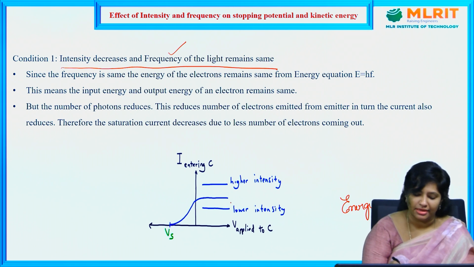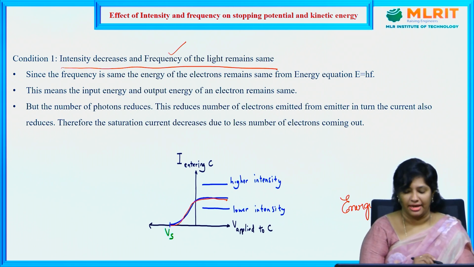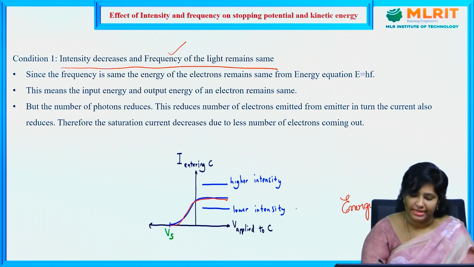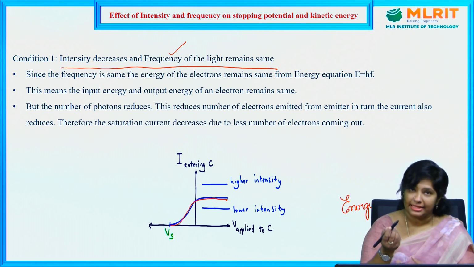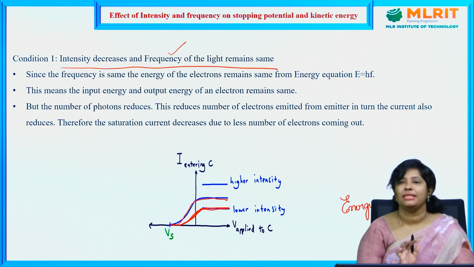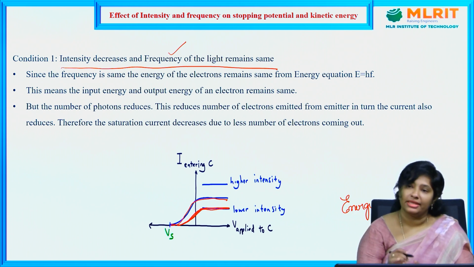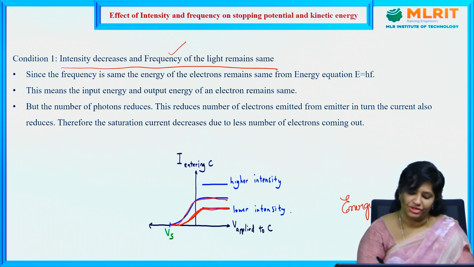So, this is the graph here. See, this is our initial saturation current graph. As the intensity is decreased, the saturation current decreases to this level. This is our next graph. Though the energy remains the same, the photocurrent decreases. Similarly, this decrease in the photocurrent eventually decreases the saturation current at low intensities.